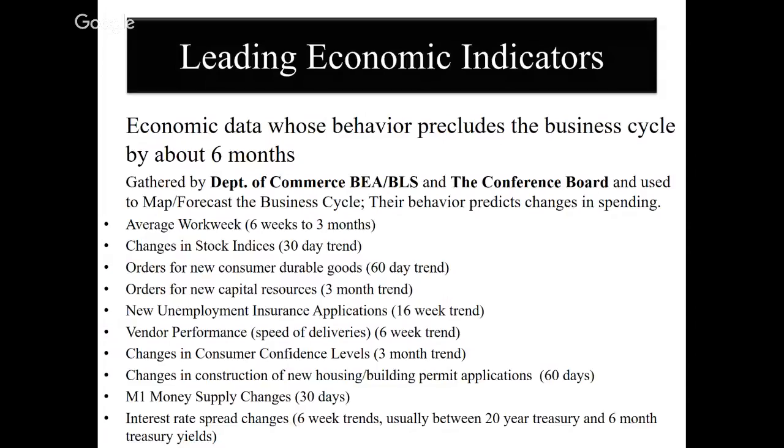However, you could have the average work week not changing. Stock indices decline for 30 days. Durable goods orders increase for 2 months. What? Capital resources are flat. Unemployment insurance applications are flat. Vendor performance slows down, but consumer confidences are all below 40. I want you to notice some of what I described was negative, some was positive, some was either inconsistent or neutral. When you have all this conflict among the indicators, this is the best answer, and that is, I don't know. I can't tell. We have disagreement among indicators, and therefore it is uncertain where the economy is heading.